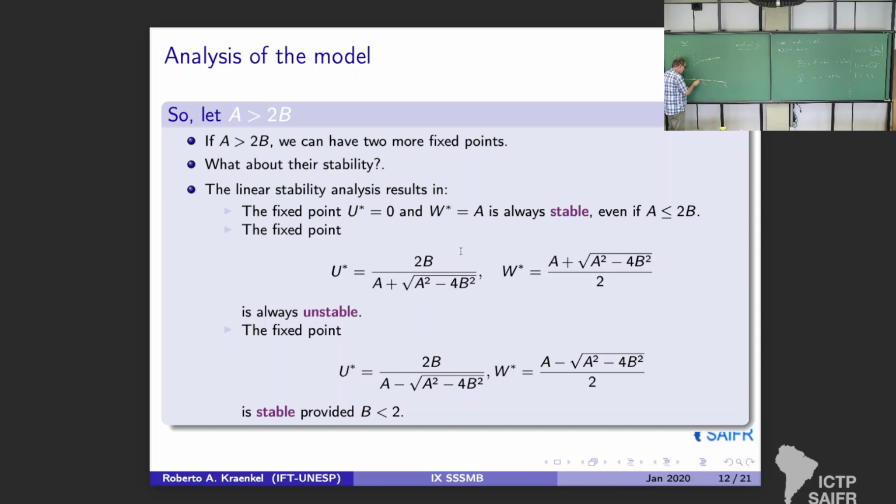As A becomes smaller, the vegetation cover also gets smaller. But if you cross this critical value 2 times B, the only fixed point is this one. Here you still have a small vegetation cover, and once you cross this, you go down to zero. It's not continuous. If it started here, that would be different. That would not be a critical transition. So this is called a critical transition.